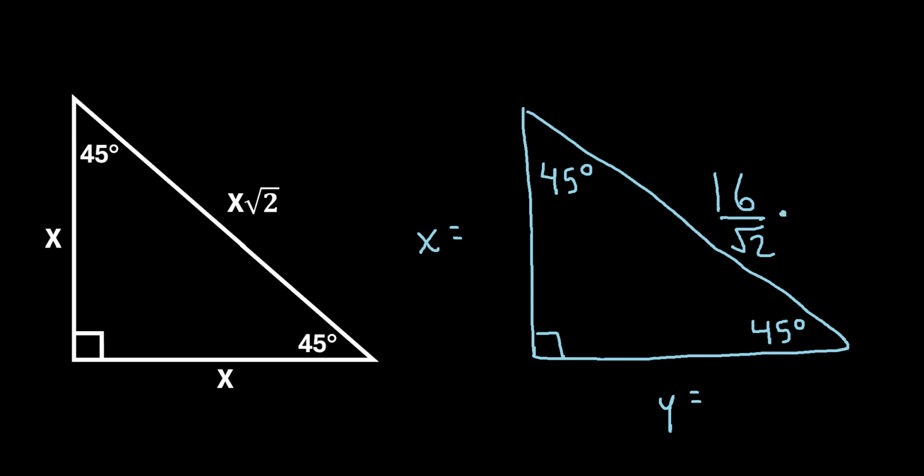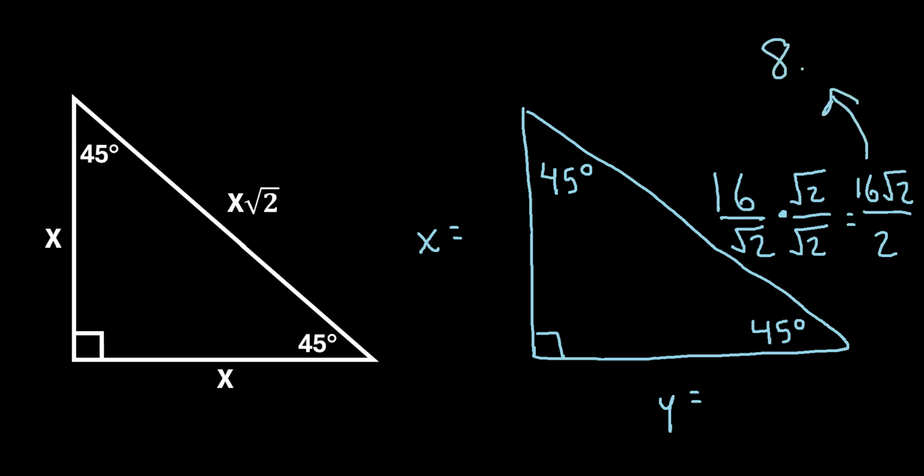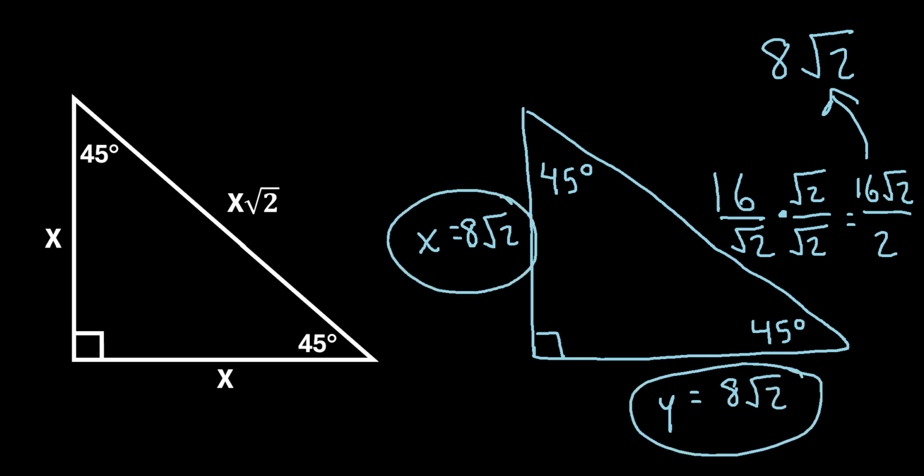The way that we do that is we multiply the numerator and the denominator by that square root. So in the denominator, when we have square root of 2 times the square root of 2, that's just 2. And in the numerator, we have 16 root 2. Now notice 16 divided by 2 is 8. So this whole thing can just be written as 8 times the square root of 2. So that's what this side length is, 8 times the square root of 2, and this side length is going to be the exact same value, 8 root 2. So that's how we can solve for that one.